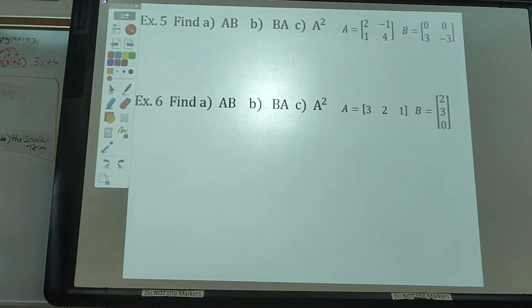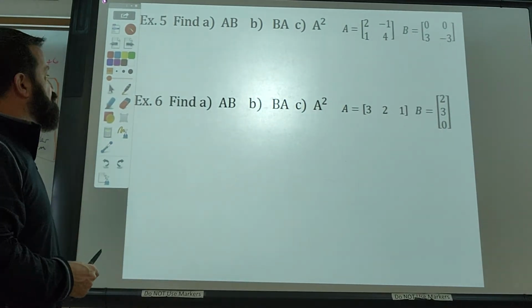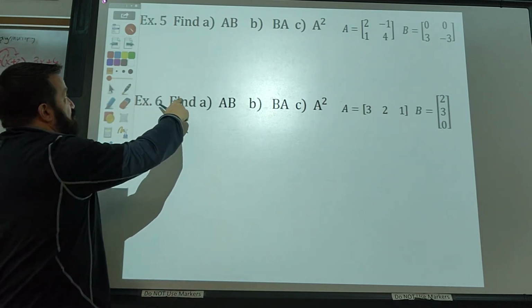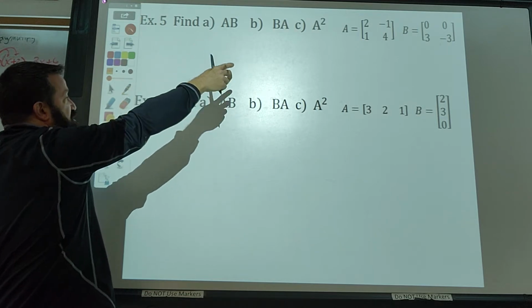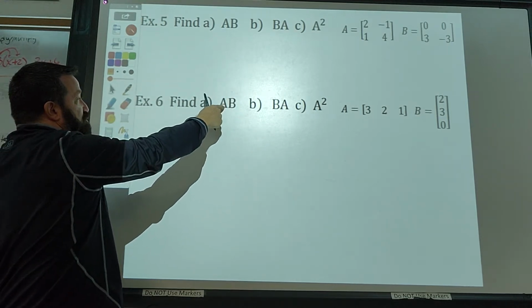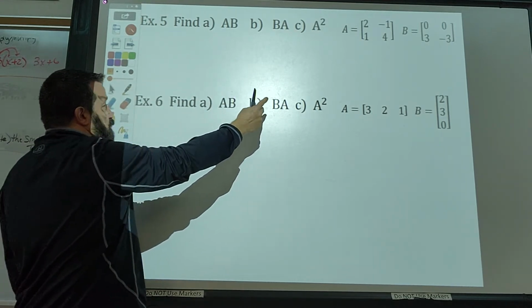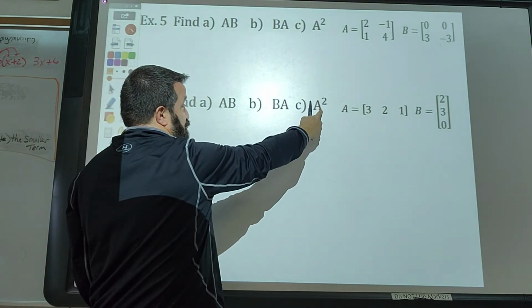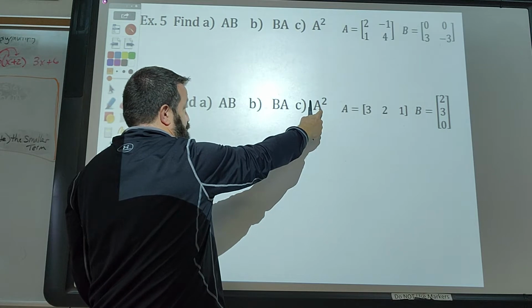So this is still section 10.2, operations of matrices. We are on example number 6. Example number 6, you'll see, looks a lot like example number 5. It's asking for the same things. Take matrix A and B, multiply them together. Then switch the order. Take matrix B times A. Then take A squared, which just means you're taking matrix A times itself.